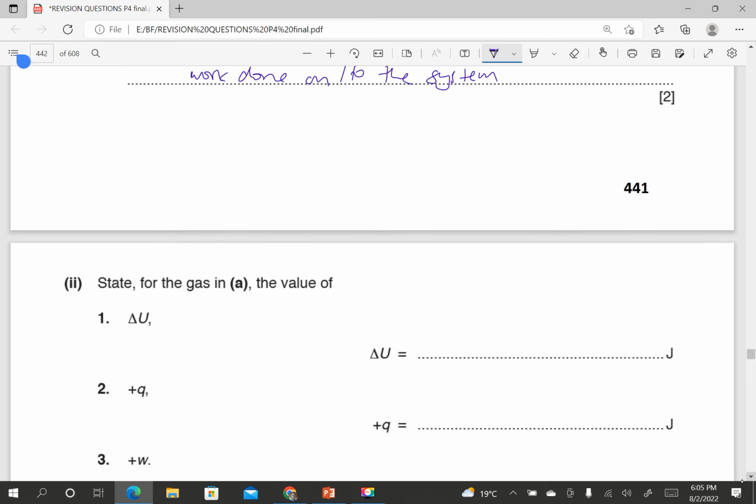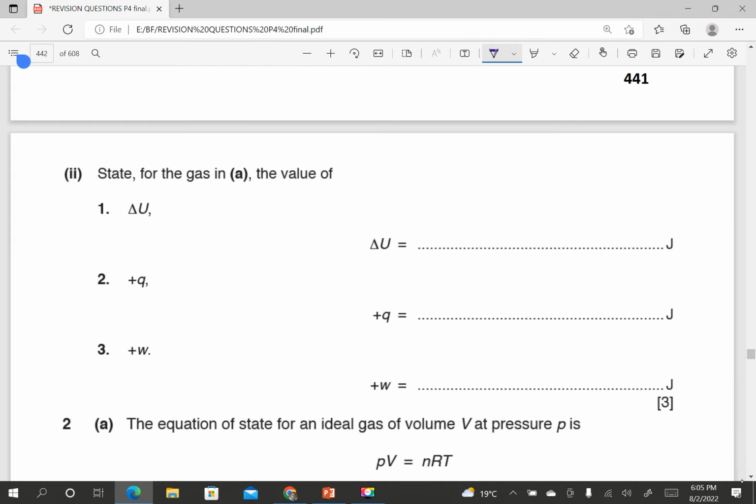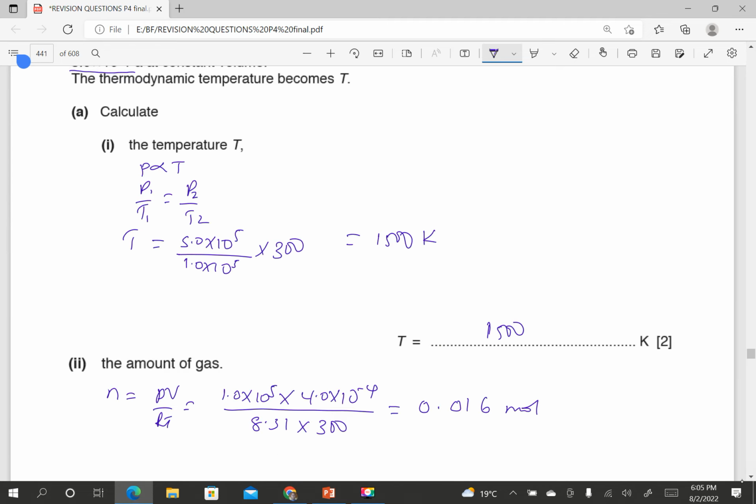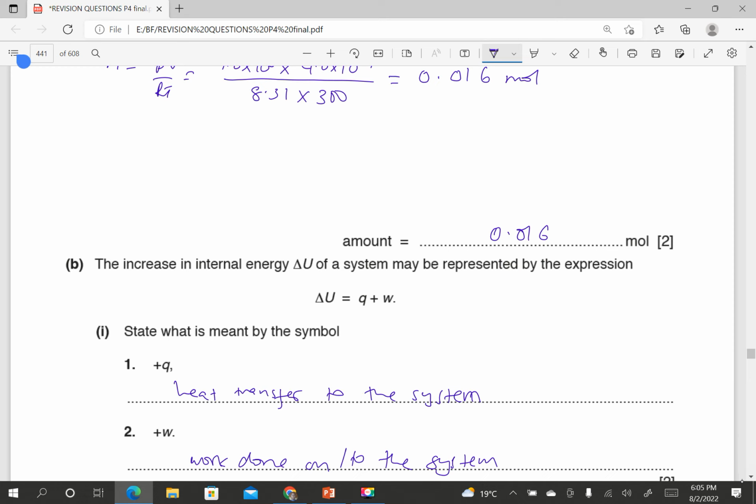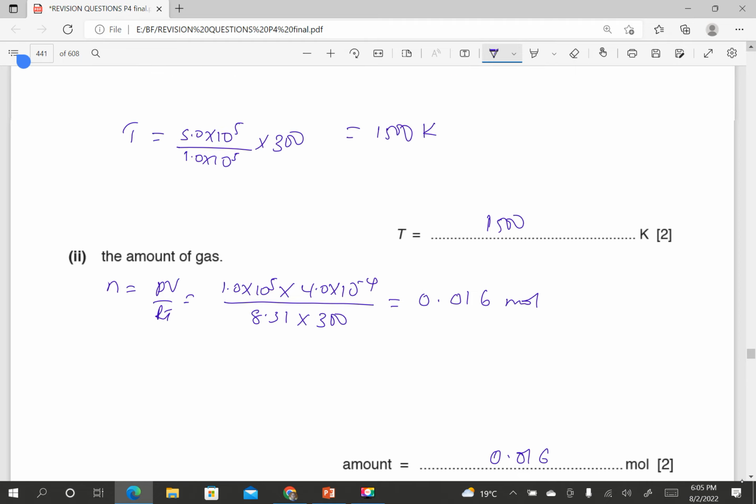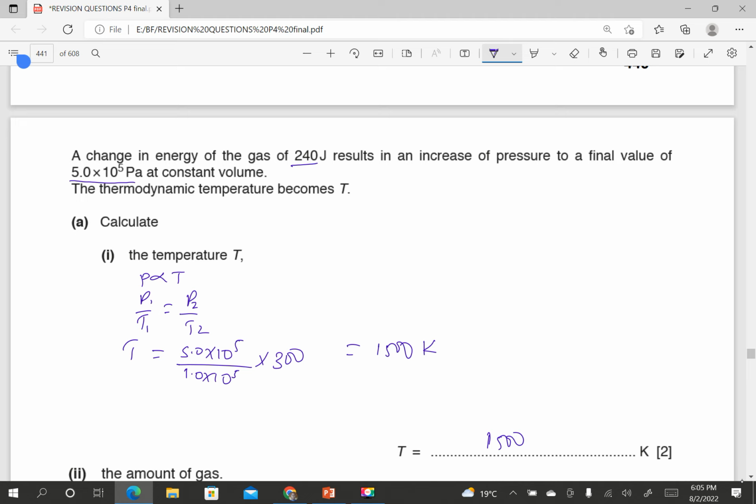Okay, next. State for the gas in A the value of delta U, that is the change in internal energy. So they say that the energy change of the gas of 240 results in an increase of pressure to a final value at constant volume. At constant volume, the change in internal energy, remember, is equal to Q plus W. Volume is constant, so work done is 0. So the change in internal energy is just equal to the value of Q.